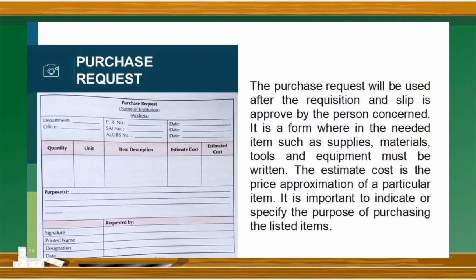After the requisition and issue slip, let's now proceed to the purchase request. It will be used after the requisition and issue slip is approved by the person concerned. It is a form wherein the needed items such as supplies, materials, tools, and equipment must be written. The estimated cost is the price approximation of a particular item. But always remember to indicate or specify the purpose of purchasing the listed items.